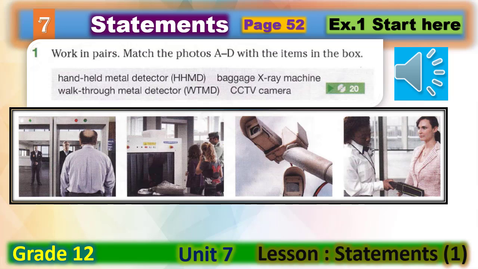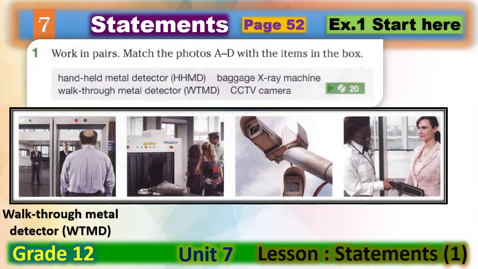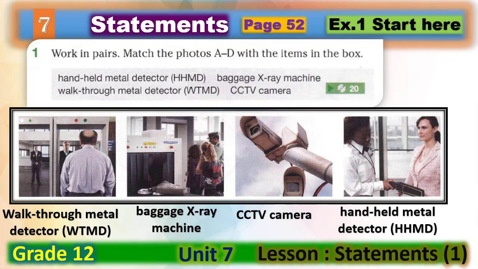Welcome again. Now let's check your answers. Let's have a look at the first photo. What is the first photo? Welcome back. Now let's check your answers. What is the item used in the first picture? Great. Walk-through metal detector, WTMD. Let's move to the next one. Baggage X-ray machine. Number 3, CCTV camera. Number 4, handheld metal detector, HHMD.